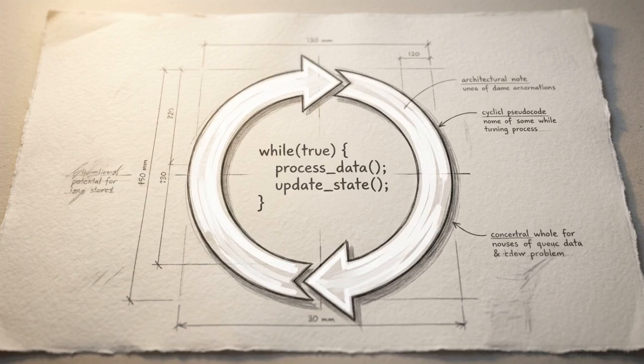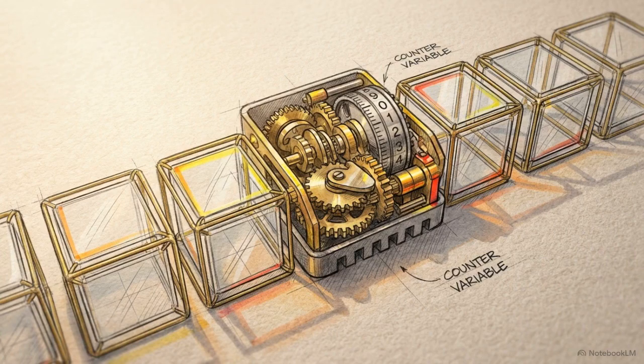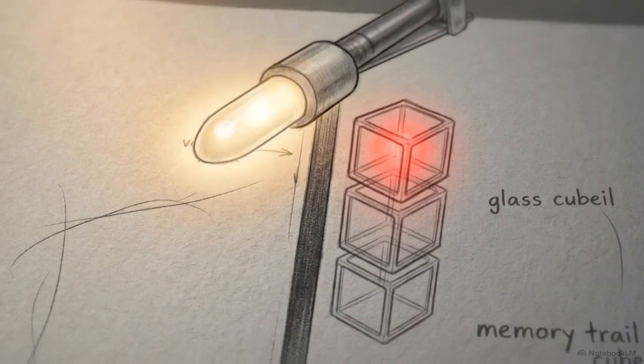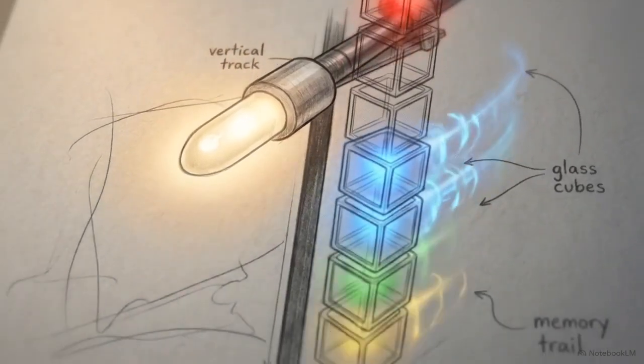The solution is iteration, specifically the for loop. A for loop operates on a fixed number of repetitions. As specified in the mark scheme, the primary advantage is that the programmer does not need to manually manage the loop counter. This automated counter is the tool required to drive our array's readhead. By synchronizing the loop's dynamic counter variable with the array's static index positions, we automate the traversal of memory.